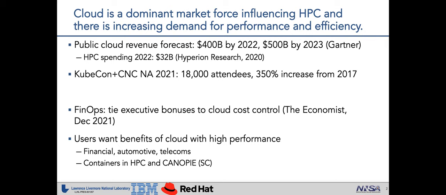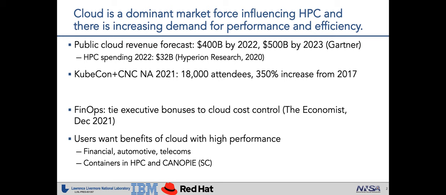So we can contrast that with HPC spending minus the cloud component of that, which is expected to reach about $32 billion by the end of this year. And that gap is expected to increase. So since cloud is economically favored, it's going to continue to generate computing innovations, which HPC will both need and very likely want to integrate in the future.